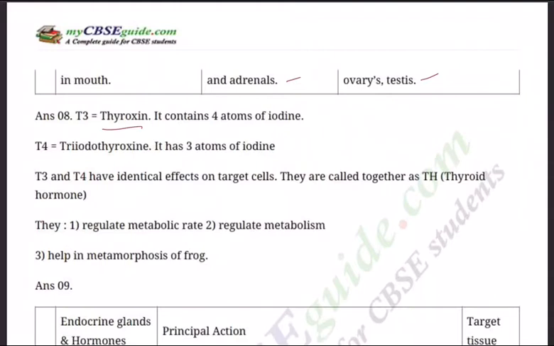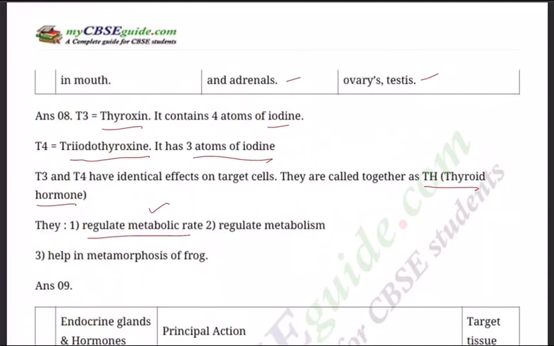Question 8. T4 is thyroxine. It contains 4 atoms of iodine. T3, triiodothyronine, has 3 atoms of iodine. So T3 and T4 are named based on the numbers. T3 and T4 have identical effects on target cells. They are called together as TH, thyroid hormone.